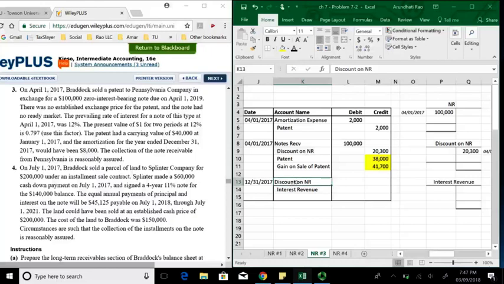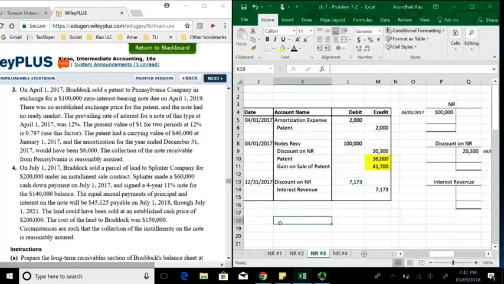There are a couple of different ways in which we can do this. The easiest way would be the carrying value of the note, which is 100,000 minus the discount, that's 79,700, times 12%, which is the market rate, times 9/12. Why is that times 9/12? Because we had it for a total of 9 months.